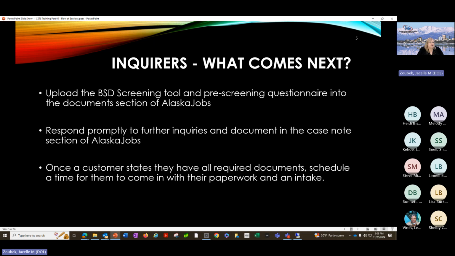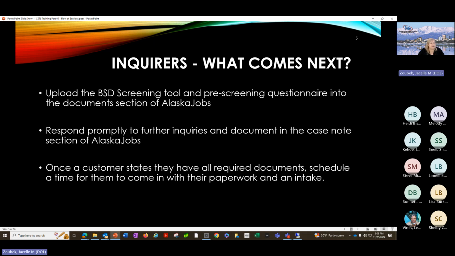Again, these slides were created originally for Job Center, so we would advise people to update that basic skills deficiency screening tool and pre-screening questionnaire into the document section. You will use whatever tools you use for uploading into the document section. Like if someone identified their basic skills deficient, you did a TABE, you would want to enter that information into the document section, and any pre-screening you may have done or to-do lists or that kind of thing. If it was a document, input it. If it was a conversation or an email, it could be case noted.